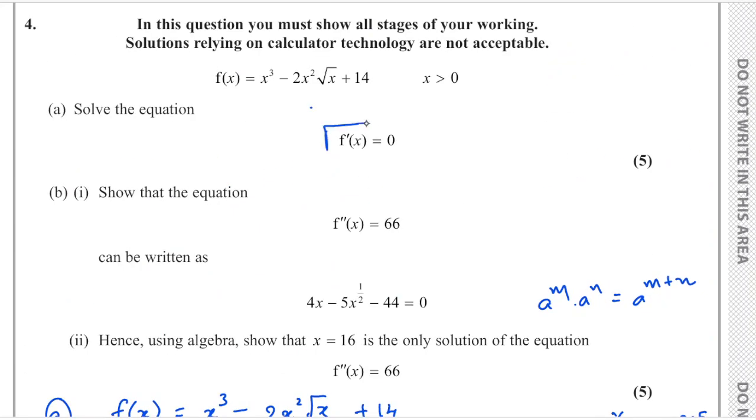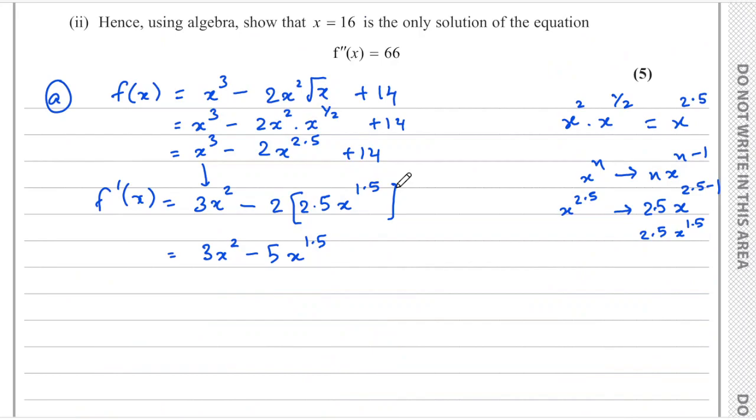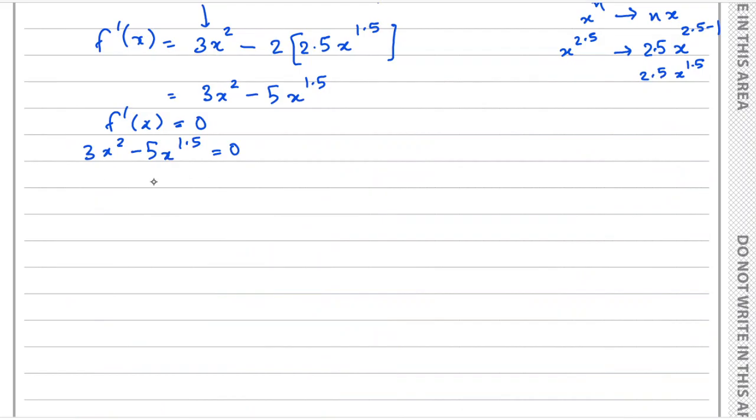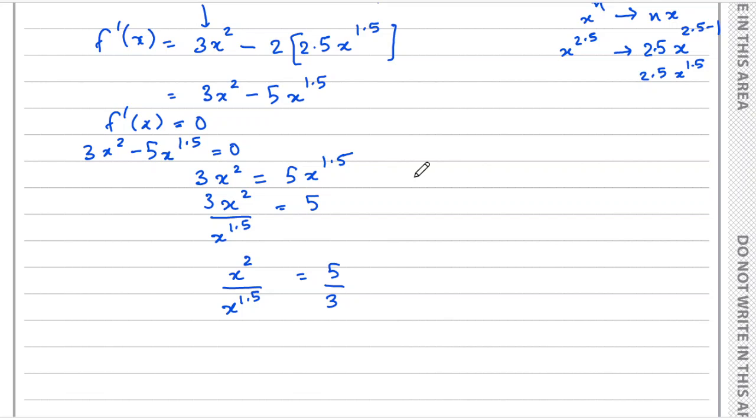Now they have given that we need to solve it by equating it to 0. So they have given that f dash of x is equal to 0. So we can equate this equation to 0, and bring this term to the other side. Now I'll bring all the constants to one side, and the x terms to one side. So I can divide the whole thing by x to the power 1.5, and the 3 I'll bring to the other side. So this is x to the power 2 divided by x to the power 1.5 is equal to 5 by 3, and this is nothing but x.